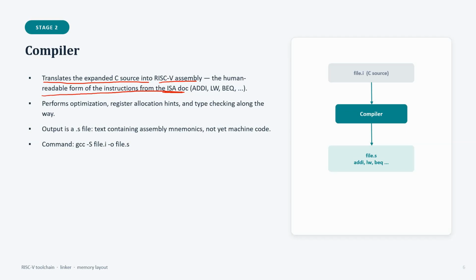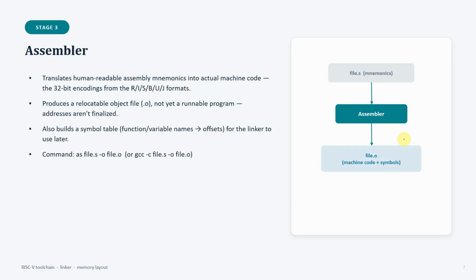That's it. Now, after the compiler has converted the expanded C file into an assembly file, that file has the format .s, and this .s file is given to the assembler. Now, what is the assembler going to do? The assembler is going to translate human-readable assembly mnemonics into actual machine code.